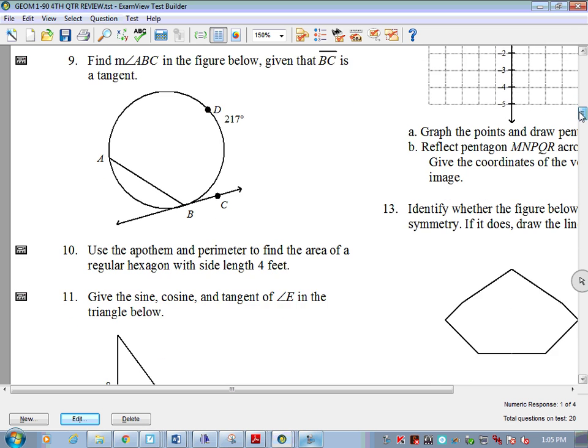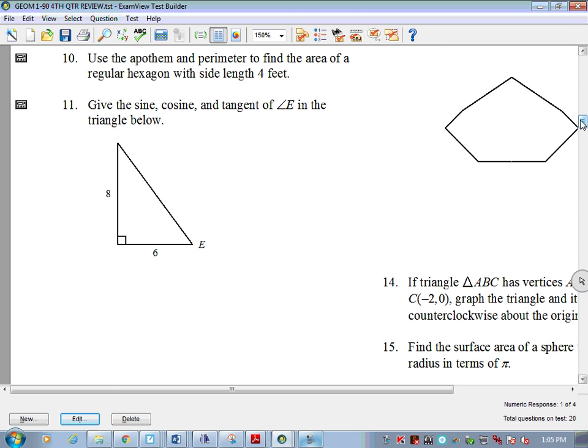Number 10. Use the apothem and perimeter to find the area of a regular hexagon with side length 4 feet. What do we need to do to begin with? Draw a hexagon. How many sides does a hexagon have? 6. Okay, so that works, right? All right, I've drawn a hexagon.